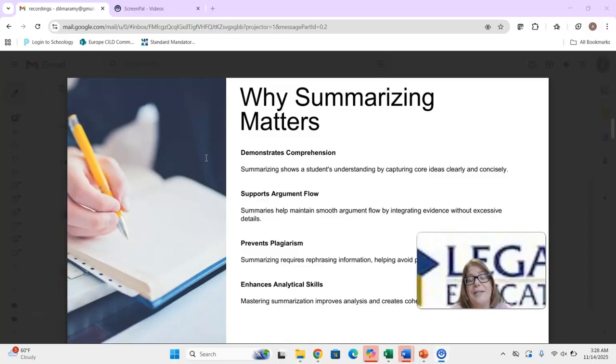about why summarizing matters. So as I mentioned, it does help you demonstrate comprehension. It supports the argument flow, right? If you are trying to advocate for something or maybe against something, it helps you flow the information in a way that's either to the reader or the person who's listening so that they can comprehend and understand and maybe not tune out if you go too long-winded. It definitely prevents plagiarism because we don't want to do that, right? And it also enhances your analytical skills. So proper summarizing is again, like I said, a job skill, both as the deliverer of information, but also as the receiver of information.